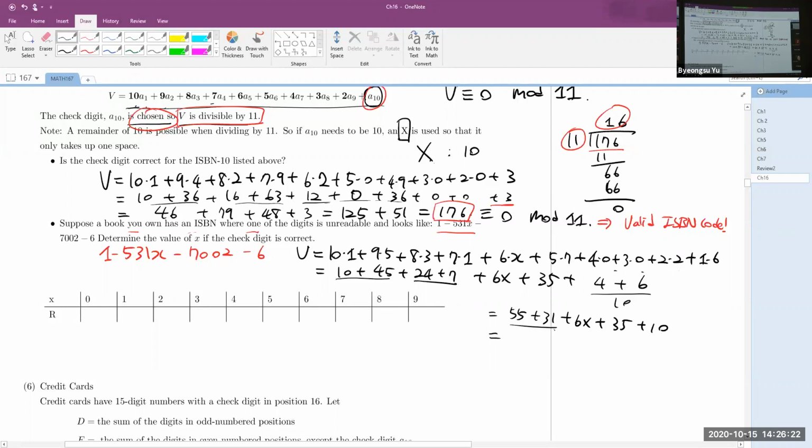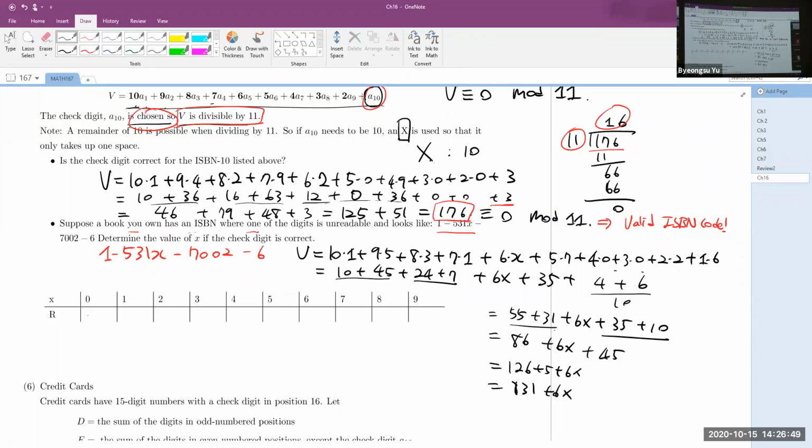So this is 35 plus 10. The sum of the first numbers is 86 and the sum of the second numbers is 45. So this is 126 plus 5 plus 6x, which is 131 plus 6x, right? Yes, this is 131.